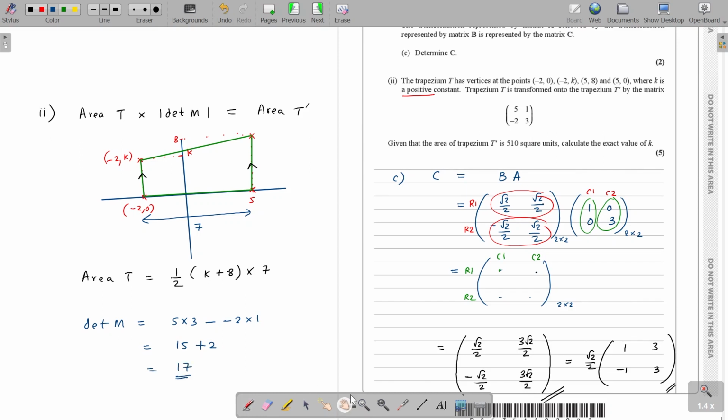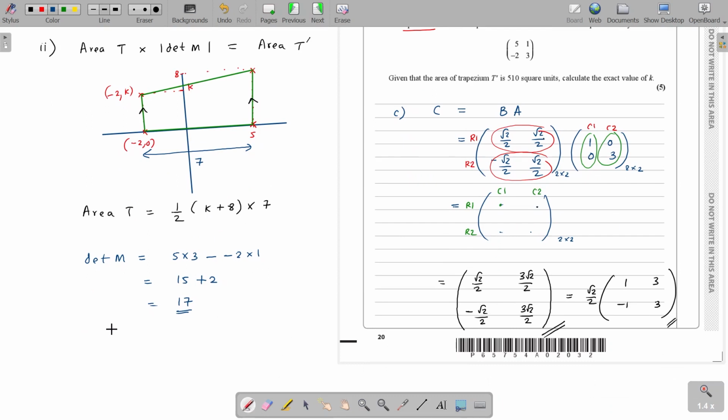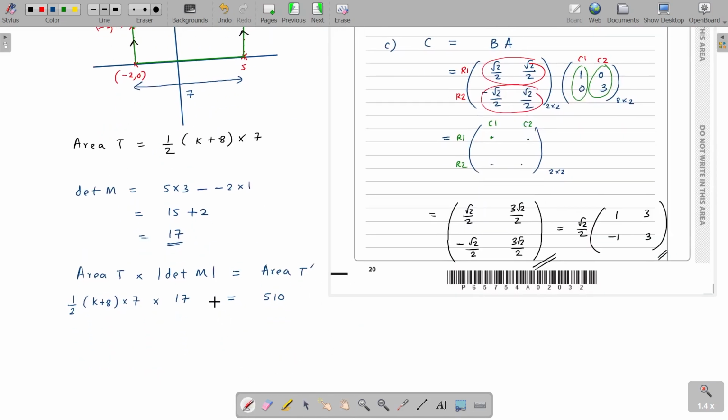So then we are ready now. Shall we substitute everything into our equation? Area of T times modulus of the determinant of M equals area of T dash. Area of T is half times k plus 8 times 7. Determinant of M is 17, equal to area of T dash, 510 square units. Are you with me? I will make k plus 8 the subject. That gives me 510 times 2 divided by 7 times 17. The 2 goes up, 7 and 17 come down as a division.